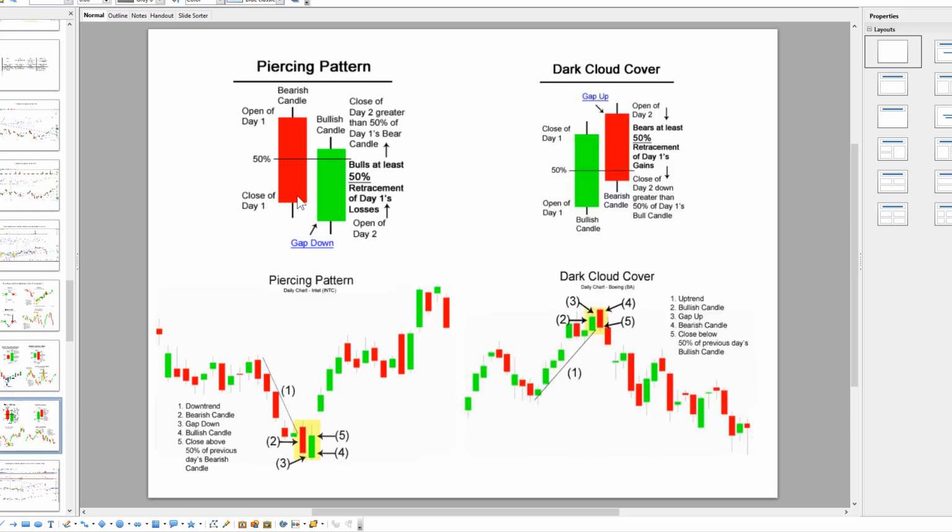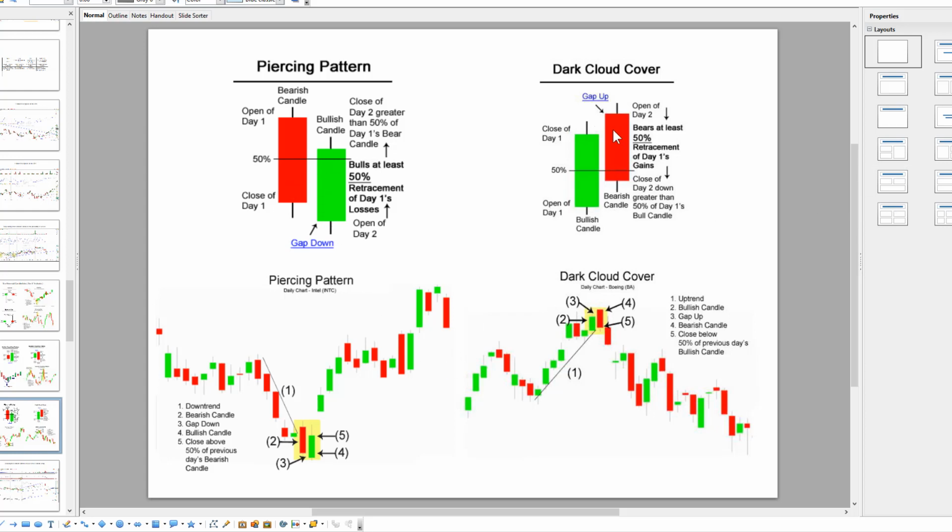Piercing patterns, the same thing. The important thing is the move down. In this case, technically, you like to get that gap down or a fast move down, so that our body or our low is lower than the previous day's close and body, and we push back up until we get past 50% of the previous day's body and close above that 50% mark. That represents a piercing. What that says is we're piercing back into the previous candle.